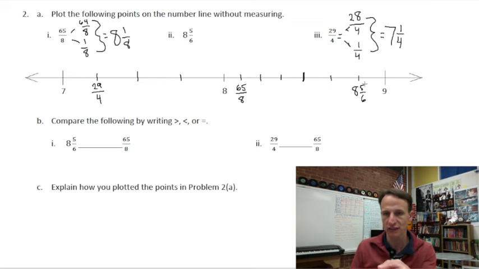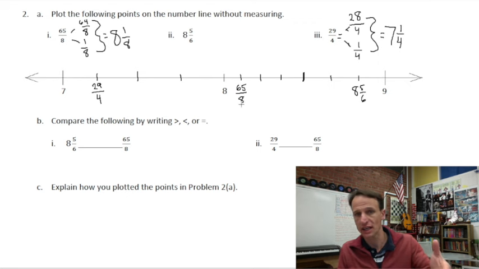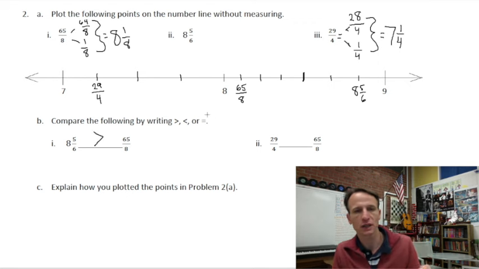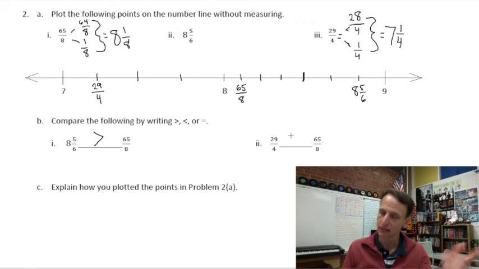Well, here's 8 and 5/6 up towards 9. Here's 65/8 back towards 8. So obviously 8 and 5/6 is, right, greater than 65/8. And looking at 29/4, that's down by 7, comparing it to 65/8, which is greater than 8. So obviously 29/4 is, you got it, less than 65/8.